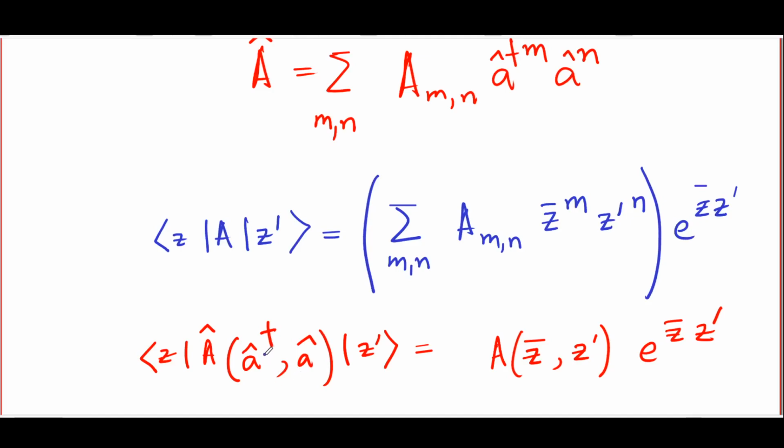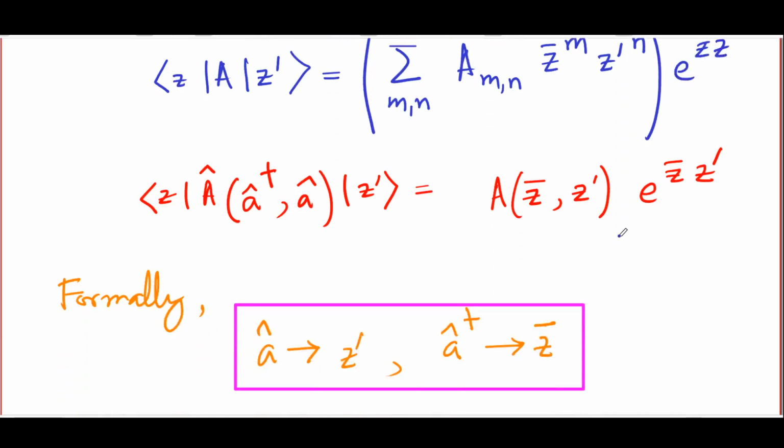All you have to do is, everywhere you have a dagger in your operator, you replace that by z bar, and everywhere you have a in the operator, you replace that by z prime. So this becomes a simple translation rule which works. a gets replaced by z prime and a dagger gets replaced by z bar. And if you do that, then you can immediately write down the matrix element between coherent states of any normal ordered operator whatsoever. It is a simple dictionary which relates operators which are normal ordered on the one hand with their matrix elements on the other, that makes calculations using coherent states rather simple.